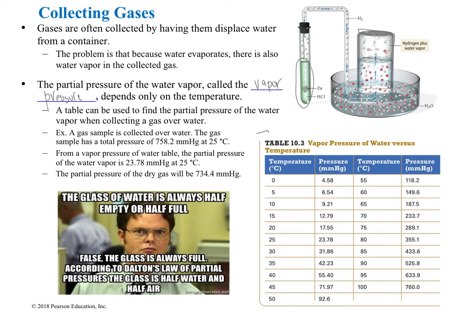So there's a table that you can look up that will tell you the vapor pressure of water versus the temperature. So for example, if I have a gas collected over water at 25, then I would go look and say, oh, well, the vapor pressure from water is 23.78, so that's how much I'm going to have to subtract from my total pressure.